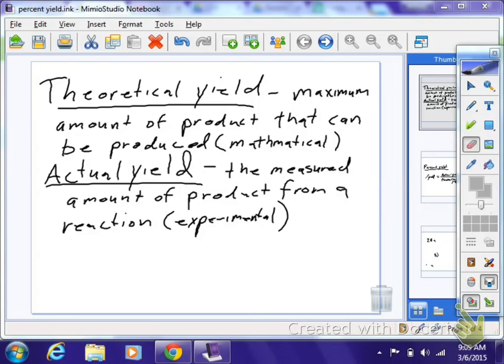Because you say, hey, there's a fine line. I want to get a high percentage yield, but I'm going to have to maybe increase the temperature of the reaction to do that, and it takes energy to do that. To heat something up, it takes extra energy. So you've got to weigh the cost versus how much you're going to get out. Okay?